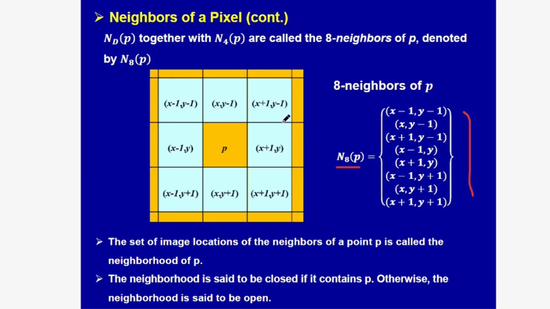The set of image locations of the neighbors of a point P is called the neighborhood of P. All this set of neighbors is called the neighborhood. Suppose the neighborhood does not include P, the neighborhood is said to be an open neighborhood. Suppose it includes P, the neighborhood is said to be a closed neighborhood.